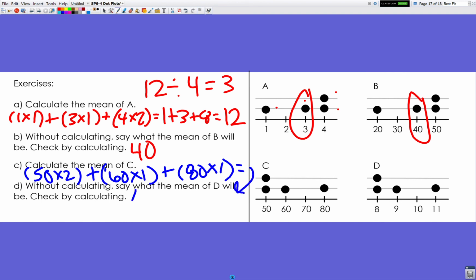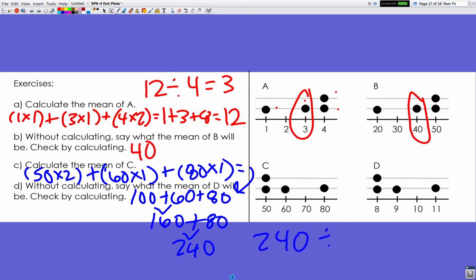But 50 times 2 is 100 plus 60 plus 80. This is 160 plus 80, so we got 240. Now we've got to take our total, 240, and divide it by our data points. We've got 1, 2, 3, 4. 24 divided by 4 is 6. And then we have the 0, so we'll put 1, 0. So our mean for C is 60.